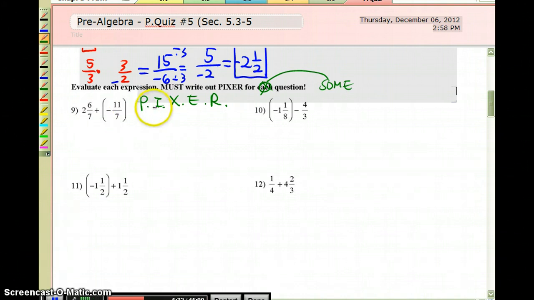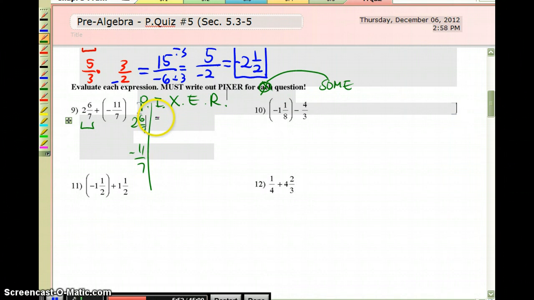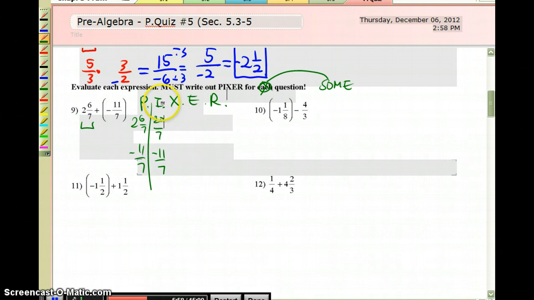I can make them improper, then do the X, which is multiply, figure out the equivalent fraction, and then reduce it. Now, they are equivalent because the denominators are the same, so I'm actually just going to make it improper. So I can write out the problem here like this. Okay. When I do the improper, this fraction becomes 20 over 7, and this is negative 11 over 7.